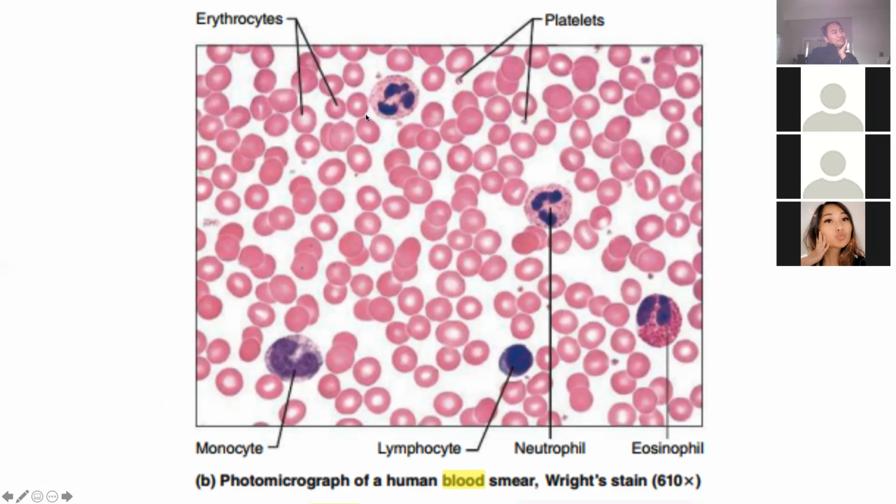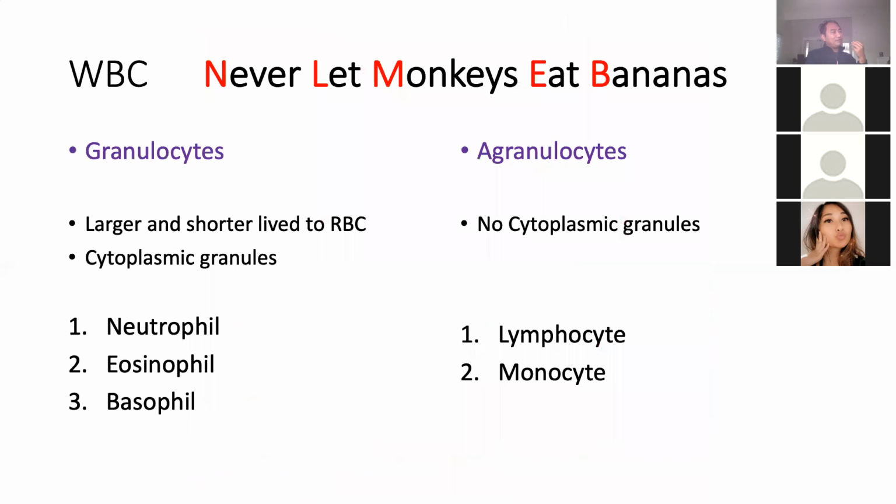So that's 40%, 40% neutrophil, because it is most common. You don't see basophil because it is the least common. Now this blood film makes a little bit more sense, and we see the reason behind it. So never let monkey eat banana: neutrophil, lymphocyte, monocyte, eosinophil, and basophil. That is the way we can remember how many WBCs we have in our body.